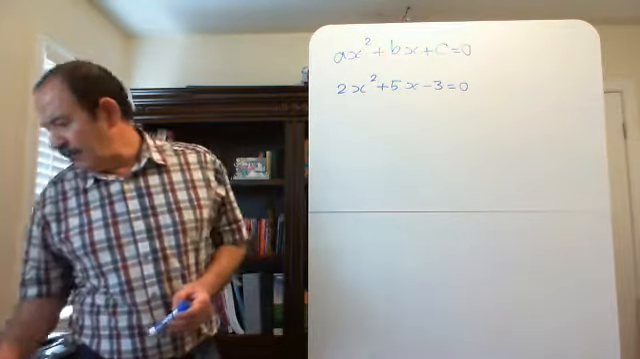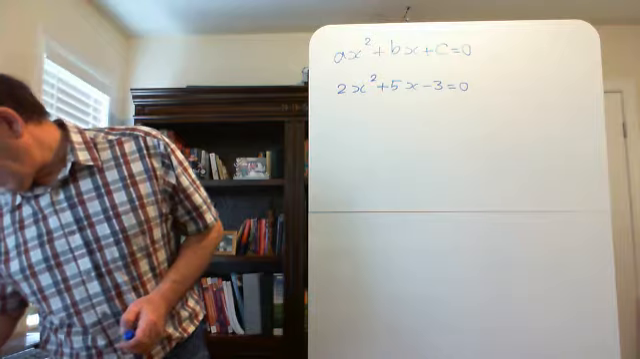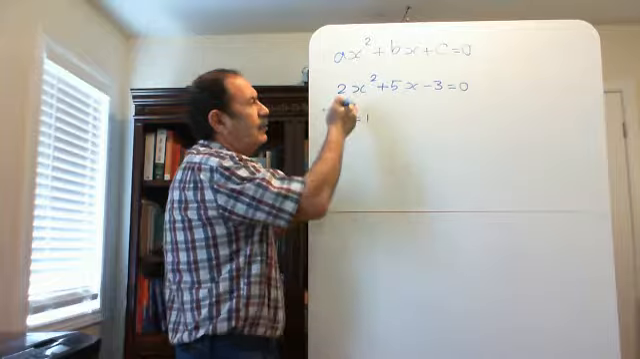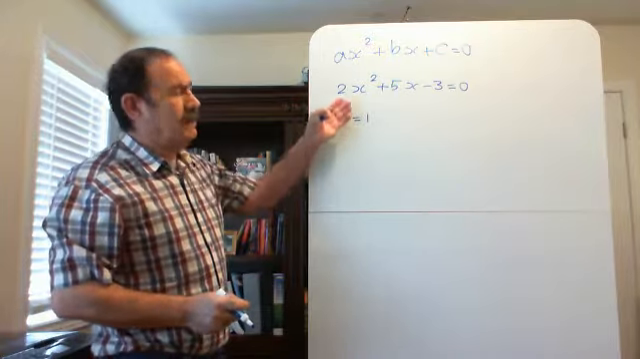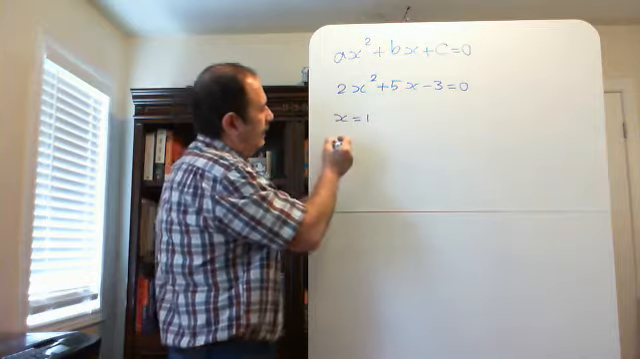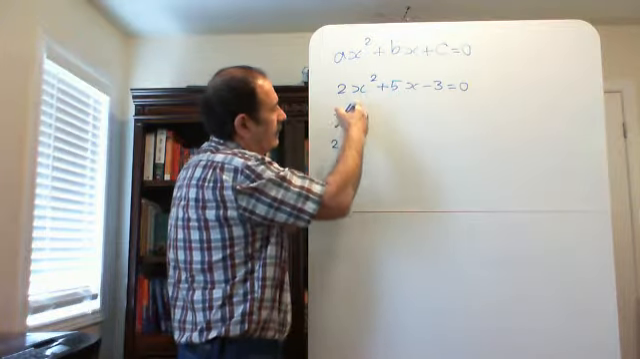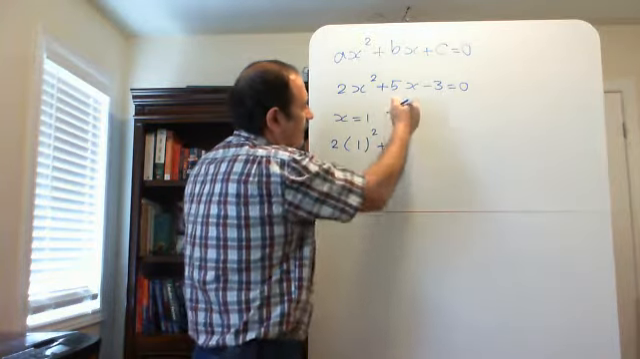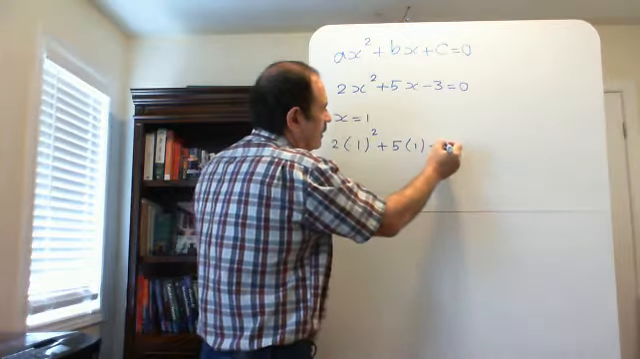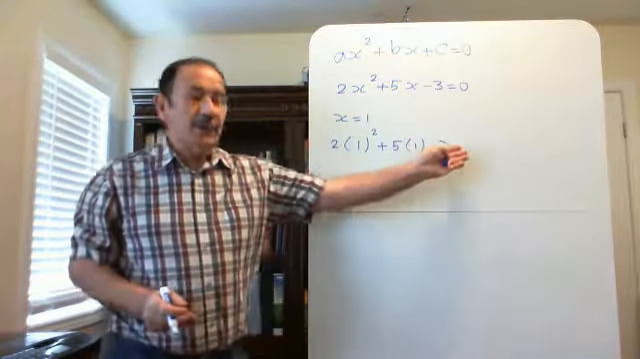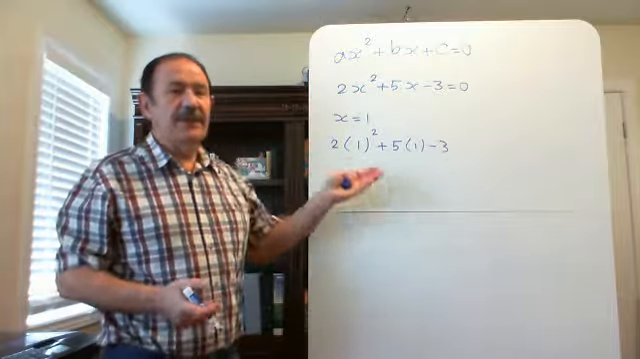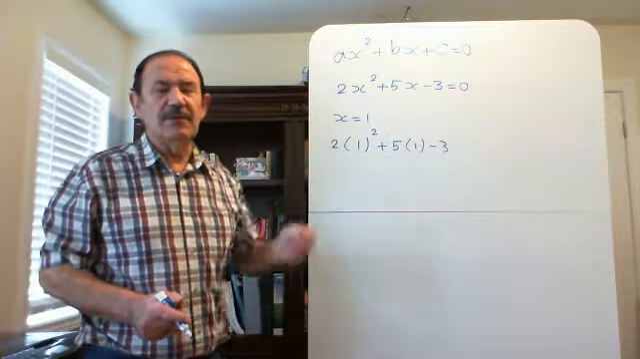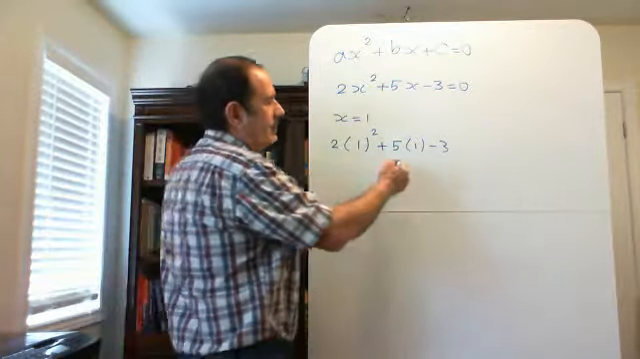As an example, I want to see if x equal 1 is a solution of this equation or not. So instead of x, just substitute 1. 2 times 1 to the power of 2 plus 5 times 1 minus 3. I will not put this one equal to 0 because I don't know if it's 0 or not. After simplifying, if it ends up to 0, then it is a solution. Otherwise, it's not. So just simplify this one.